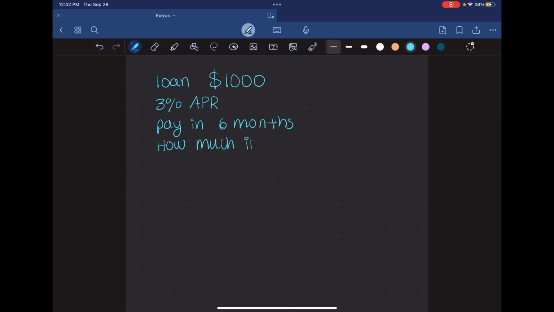Okay, last problem. So suppose we borrow, so we have a loan for $1,000. And suppose it has a 3% annual percentage rate. So that's the interest that you're going to be charged after 1 year. But suppose you pay it in 6 months. We want to know how much interest you pay.